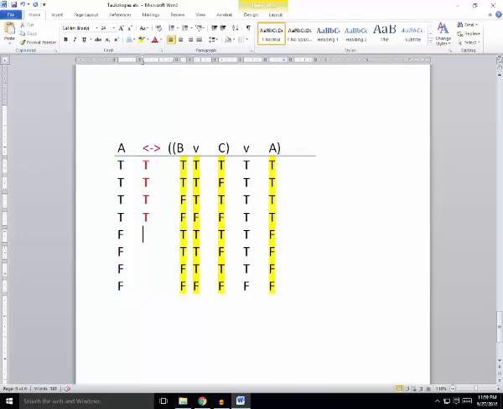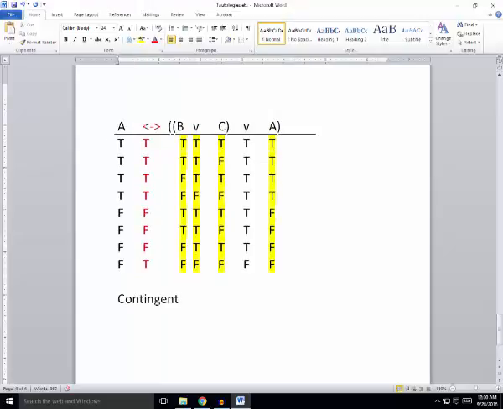So the first 4 values, it's the same. Then the next 3, it's different. And on the last one, they're both false, so that's the same again. So the result is that our sentence is contingent. Our sentence is true on some assignments, but it ends up being false on other assignments.